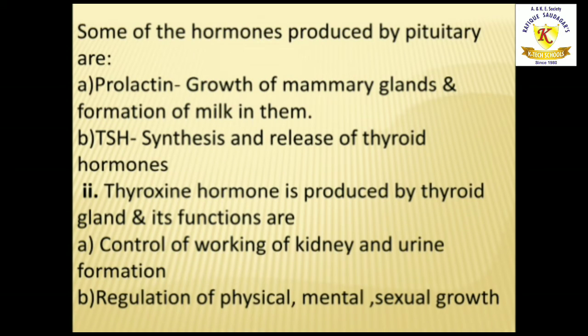Some of the hormones produced by pituitary are prolactin, growth of mammary glands and formation of milk in them. TSH, synthesis and release of thyroid hormones. Second, thyroxine hormone is produced by thyroid gland and its functions are control of working of kidney and urine formation, regulation of physical, mental, sexual growth.